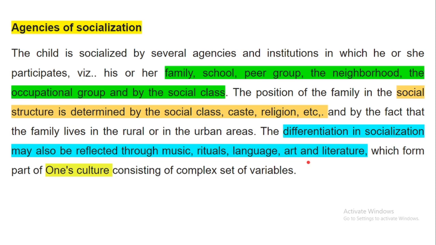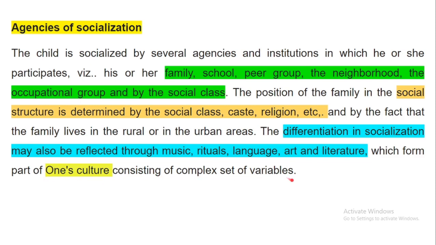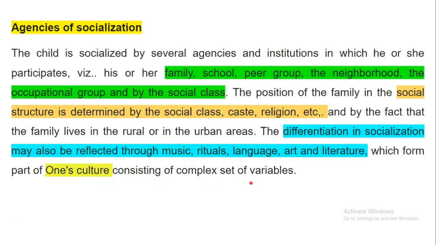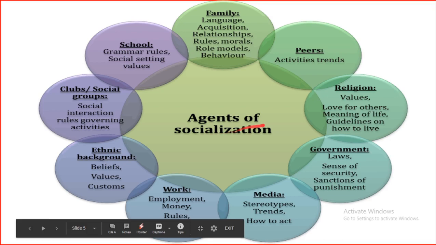If you read some positive or constructive book, then it will give some positive socialization, which helps to build positive behavior, and if you read some destructive books, then it will give some negative input in your socialization process, which forms part of one's culture, consisting of a complex set of behaviors. So all these are our culture, consisting of a complex set of variables. So this is our culture. Culture also influences your socialization process. Now these are all our agents of socialization.